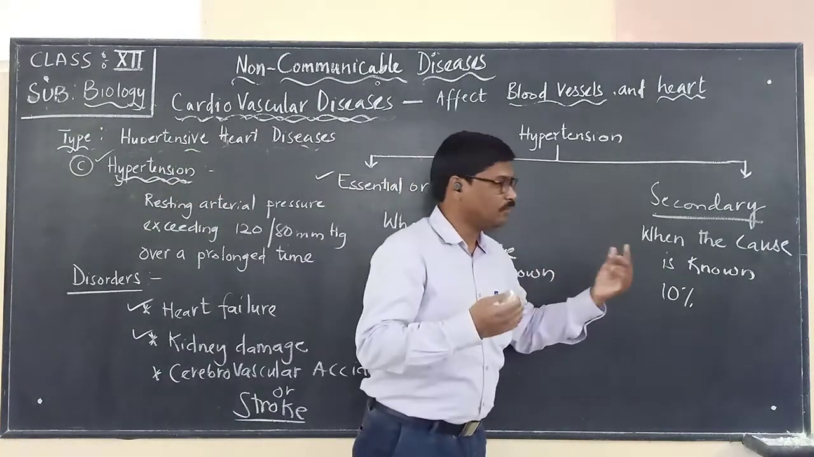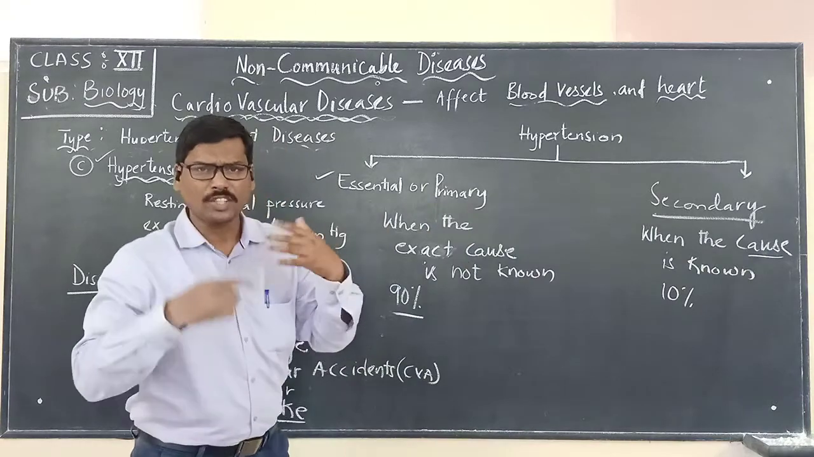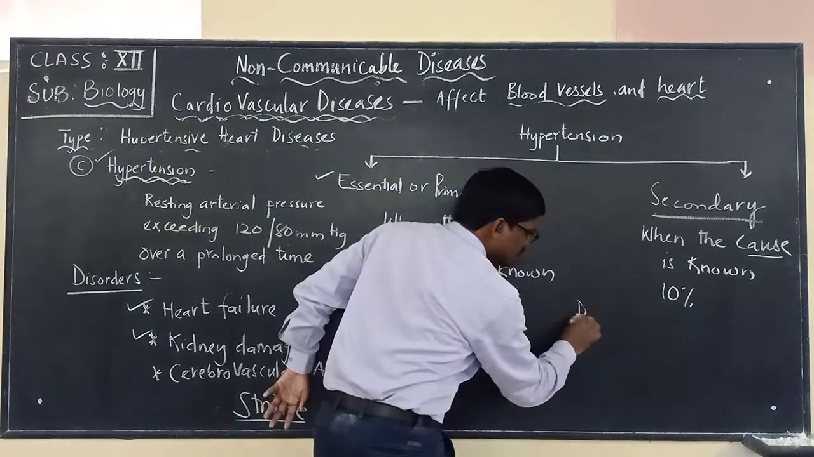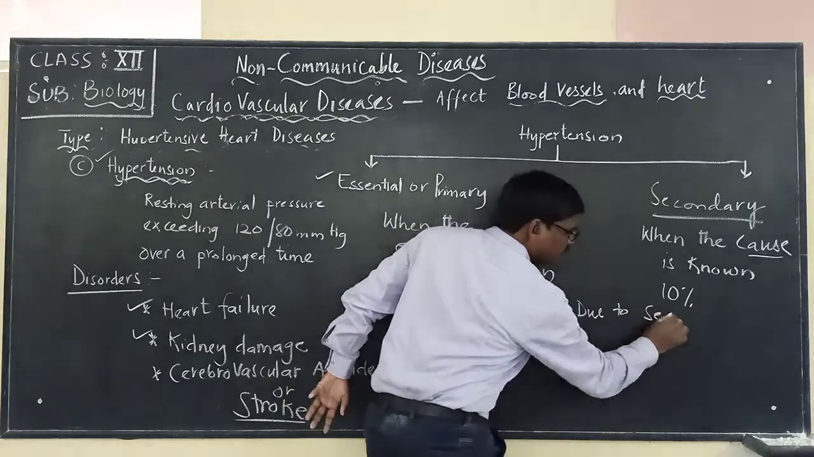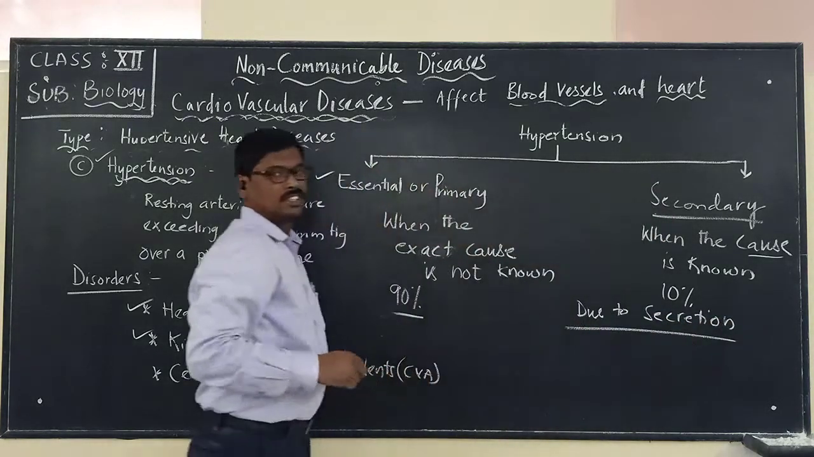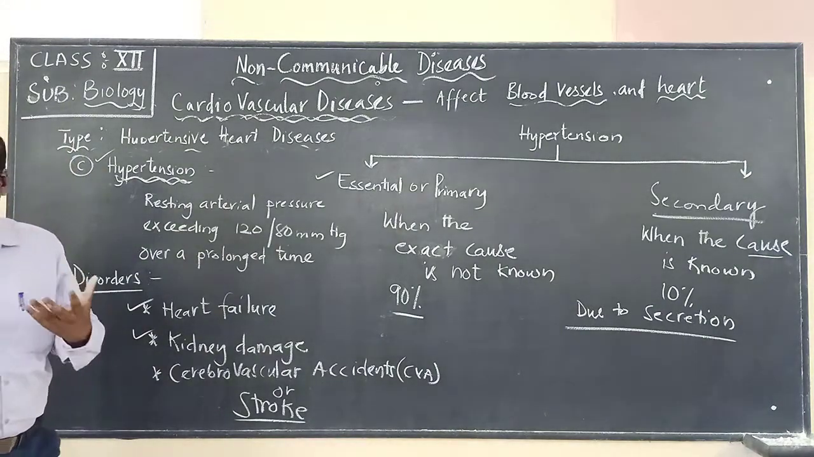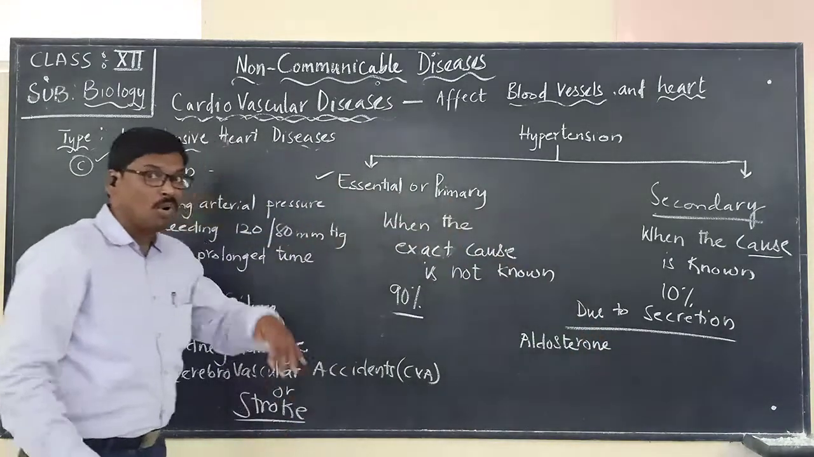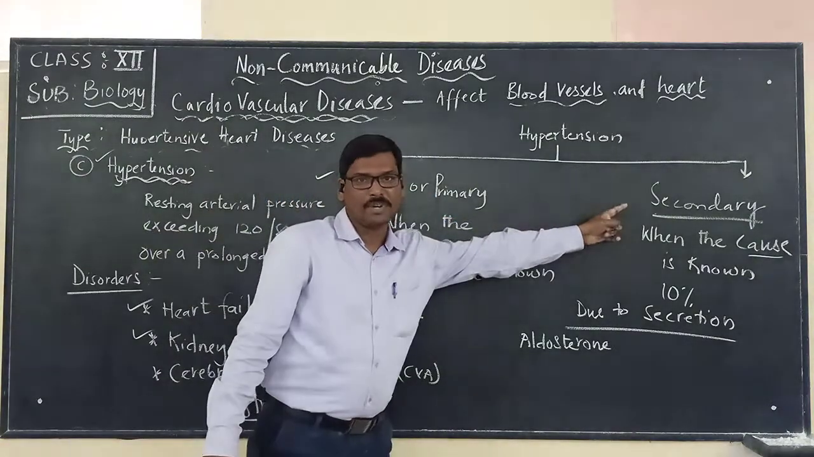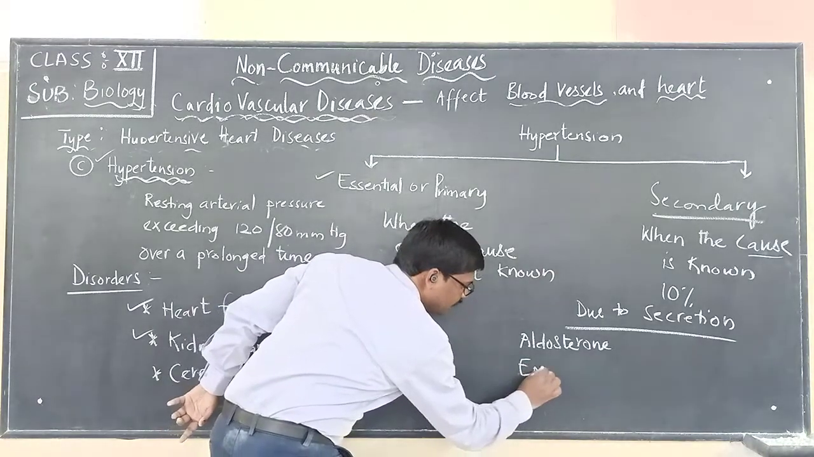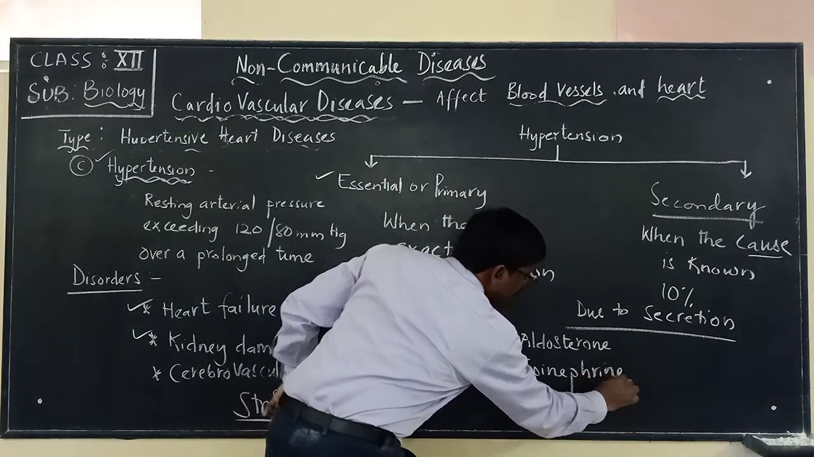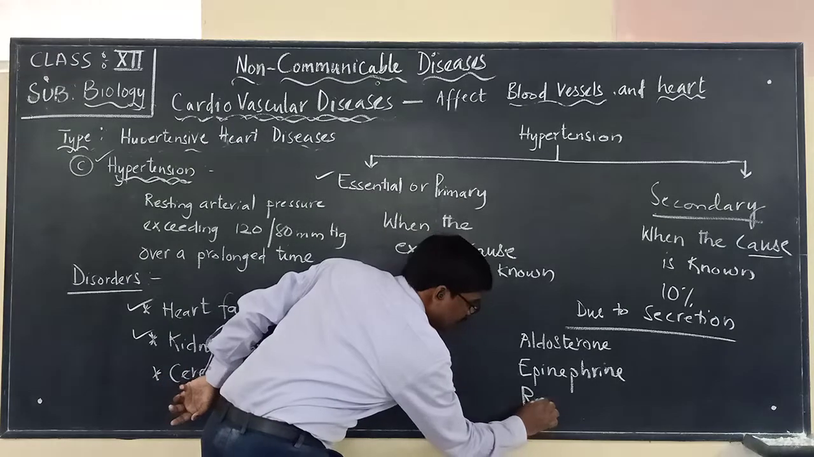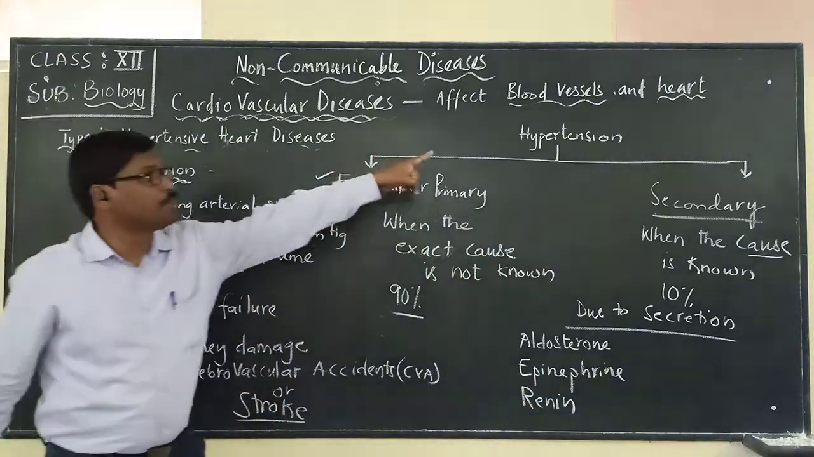And why? We highlighted here, when the cause is known. So what would be the cause for the increase in hypertension? There are various reasons for this. Some reasons are due to over secretion of some substances in the body, like aldosterone. Due to secretion of more aldosterone, what can we see? Secondary hypertension. Due to secretion of more epinephrine, you can see that hypertension is seen. And moreover, due to the over secretion of renin, secondary hypertension can be caused.